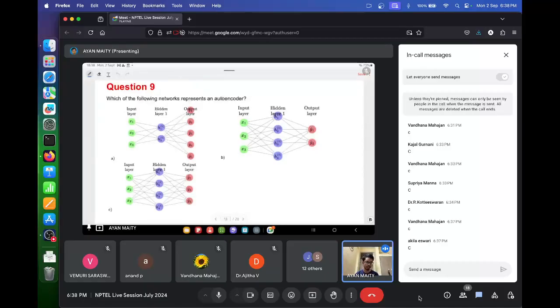Vandana says option C. Akila Iswari says option C. Anyone else? Kajal says option C.